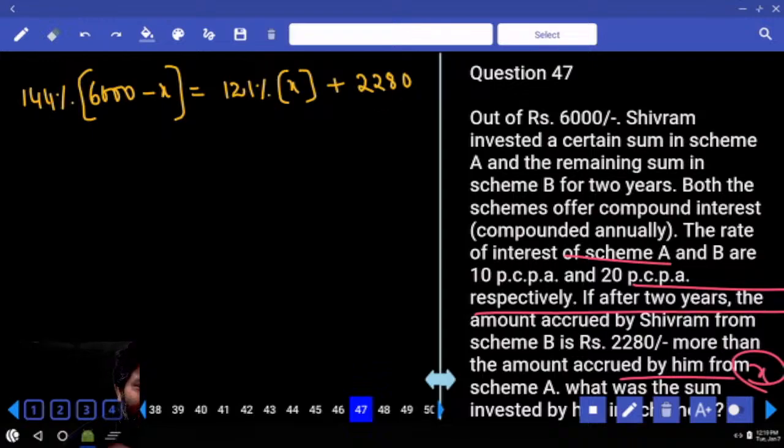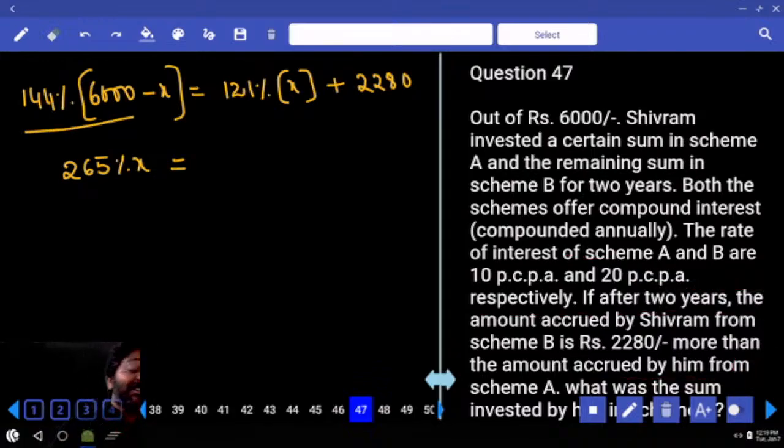This comes to the left hand side. This goes to the right hand side. Okay? Minus 144x, right hand side already 121x, which is equal to 265% of x. 144 percentage of 6,000, or 6,000% of 144.